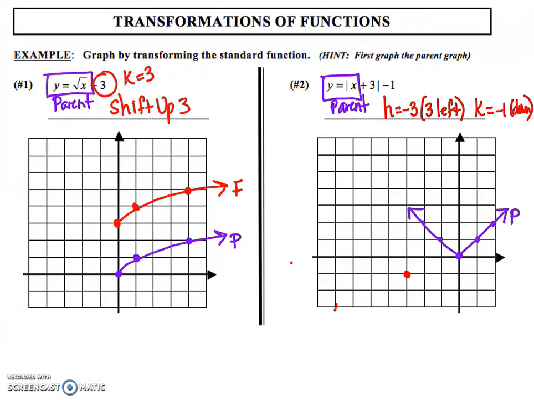And once I move the vertex, then I know that the general shape of the graph isn't changing at all because I don't have an a value here that's stretching or shrinking anything. So I can just go ahead once I plot that vertex of my absolute value, and I can go ahead and plot the graph from there. So this is going to be my final graph.